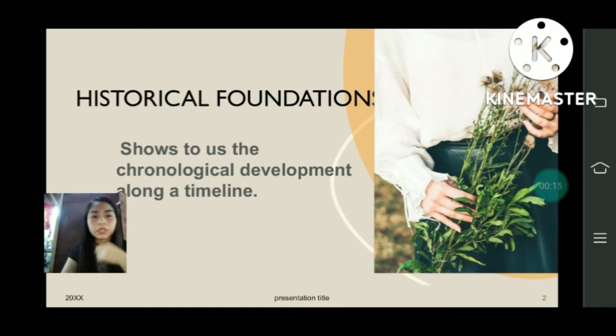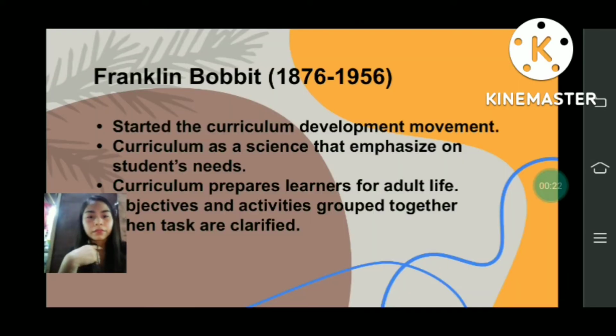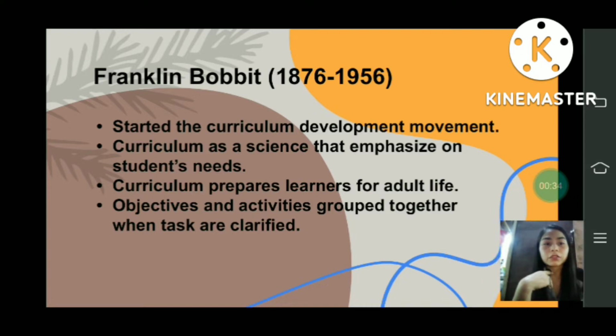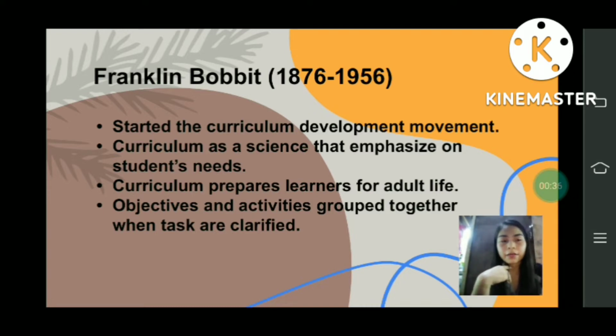Historical foundations. It shows us the chronological development along a timeline. According to Franklin Bobbitt, he started the curriculum development movement. Curriculum as a science that emphasizes students' needs. The curriculum prepares learners for adult life, and objectives and activities are grouped together when tasks are clarified.